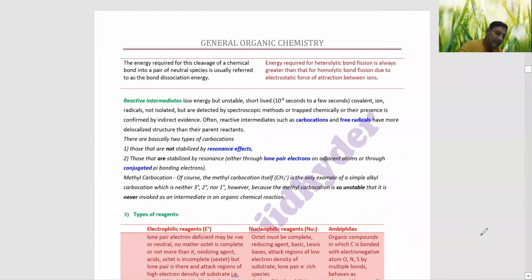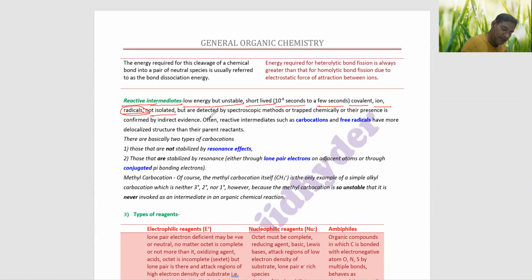And all these were reactive intermediates. Because of this homolytic or heterolytic cleavage, reactive intermediates will be formed. Their energy will be low but they are unstable and short-lived, with a lifetime of 10⁻⁶ seconds to a few seconds. They can be ions, they can be radicals. If ions are there, then such radicals are inorganic radicals. And if ions are not there, charge is not there, then such radicals will be known as covalent or organic.